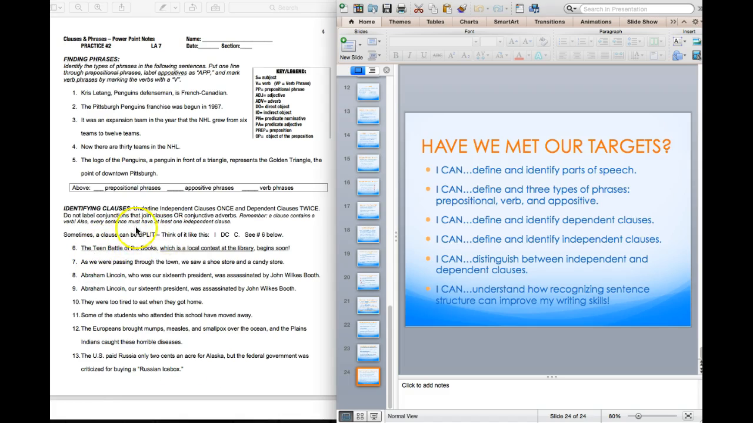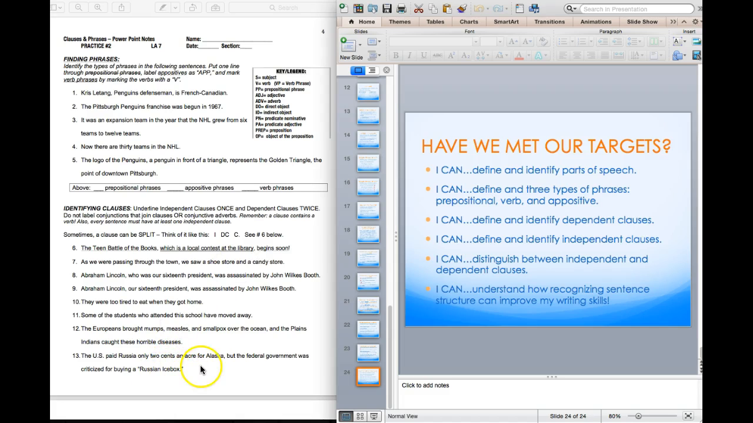I will explain split clauses the next time we talk about this, but briefly, you might have the beginning of an independent clause interrupted by a dependent clause, and then the rest of the independent clause. If we look at number 6 here, you'll see one of those. "The teen battle of the books" is our beginning of our independent clause. "Begins soon" is where we hop over to finish the independent clause, but it's interrupted by a dependent clause, which is "a local contest at the library." Whether or not this dependent clause is essential to the sentence determines whether or not we use these 2 commas here. That's something that we can explore later.